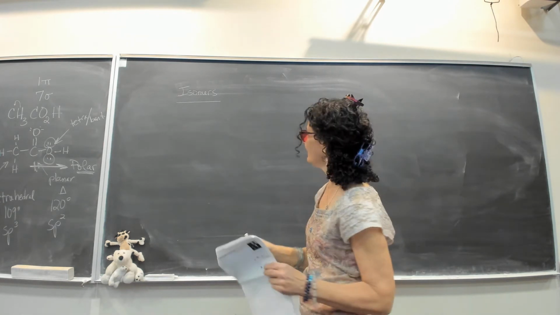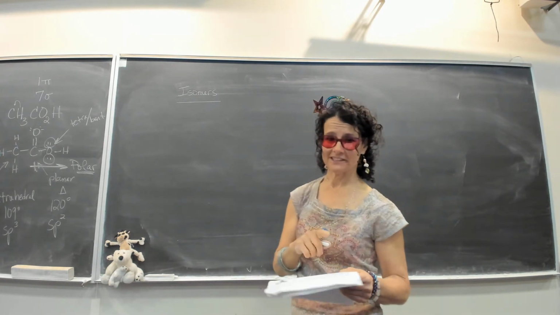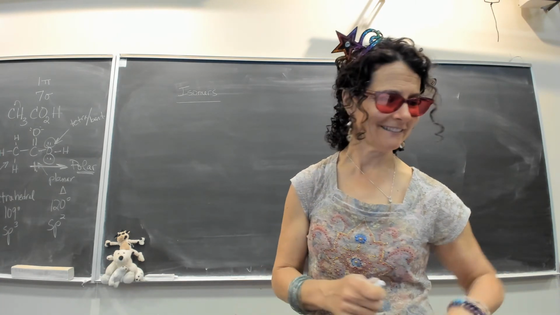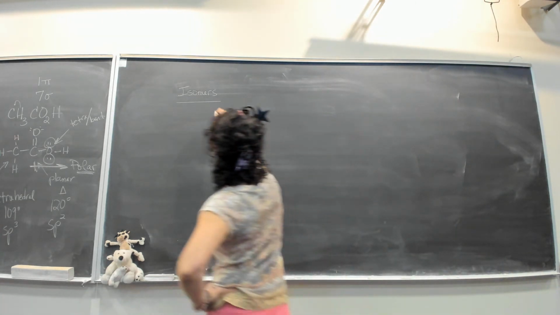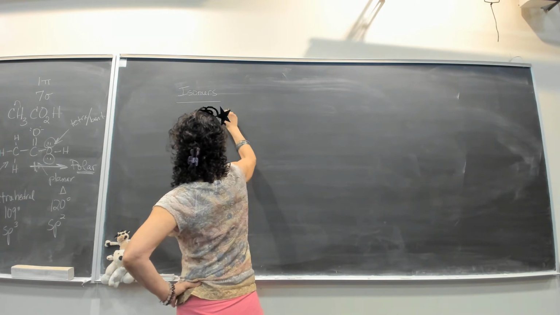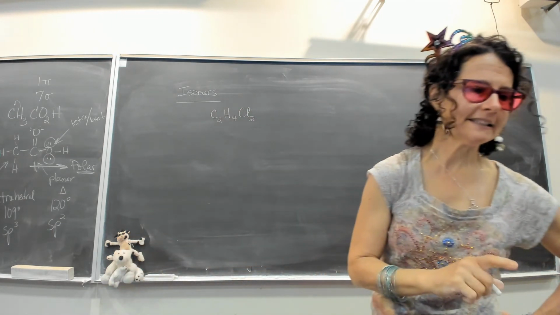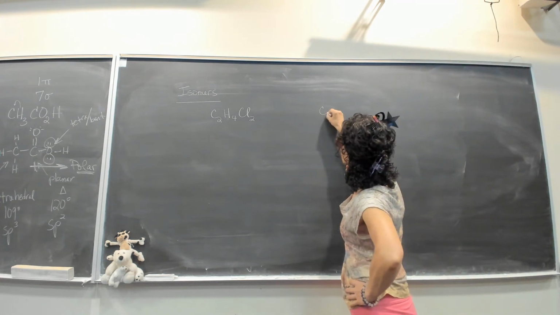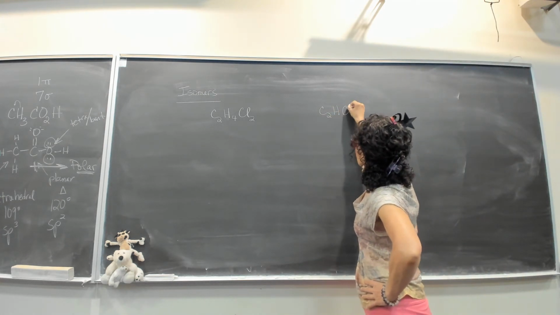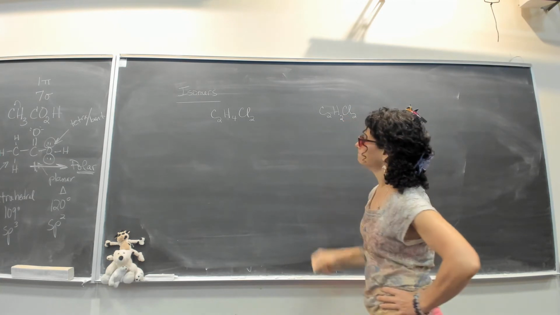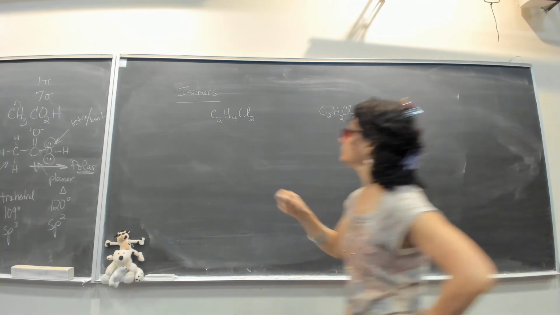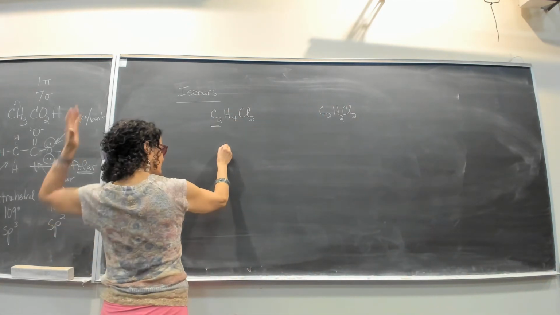All right, so we're going to look at isomers, and I made these for you today. C2H4Cl2 and C2H2Cl2. So carbons are going to be in the center.